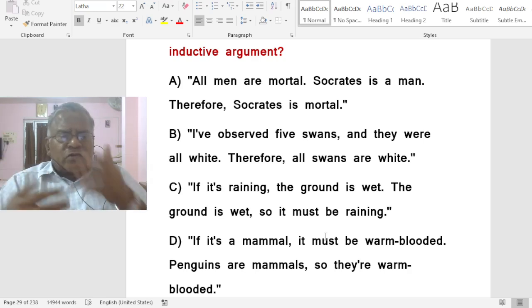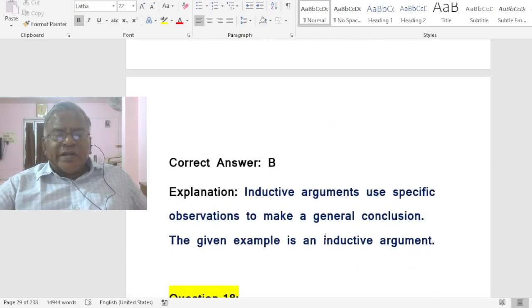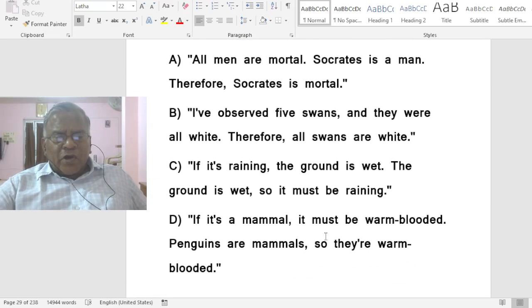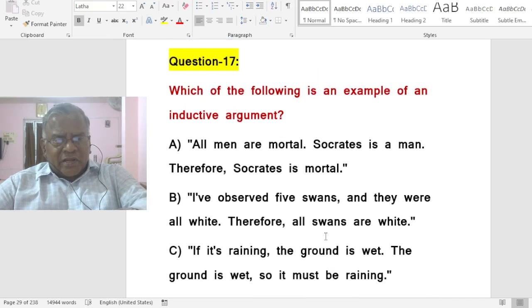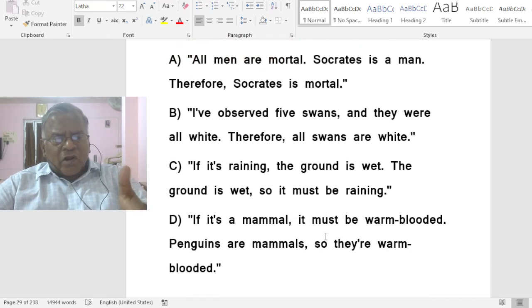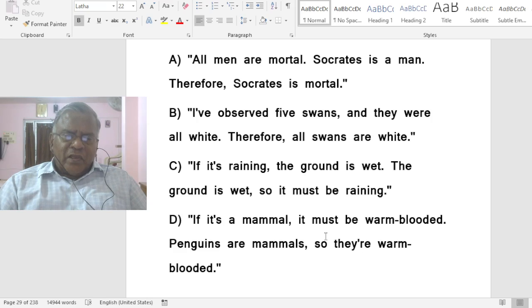If you come to a conclusion like that, that is called an inductive argument. I hope you understood this, no? So the other things are immaterial, of course, they will be other types, but here, the example of an inductive argument, B is the right one. I have observed 5 swans, they were all white. So that means all swans are white. Need not be, but then you conclude like that.